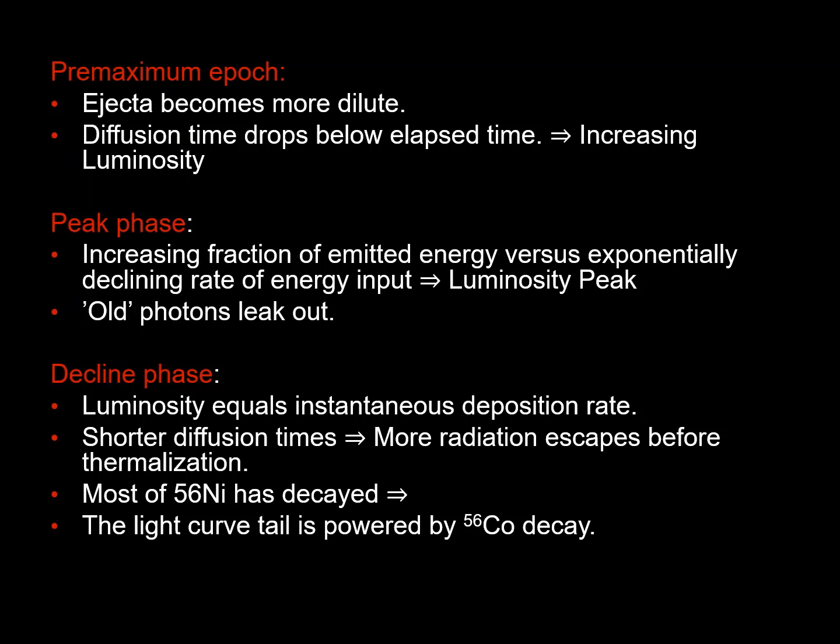Then after the peak it starts declining. The main reason behind this is that most of the nickel has already decayed and the luminosity had matched the instantaneous deposition rate, and it is not being compensated by further radioactive decay. So the luminosity starts decreasing and the tail of the light curve is only powered by radioactive beta decay of cobalt.